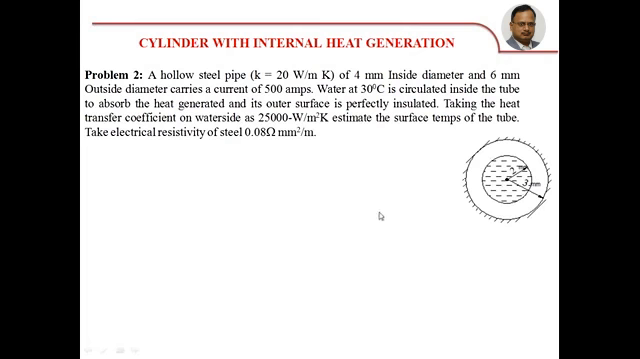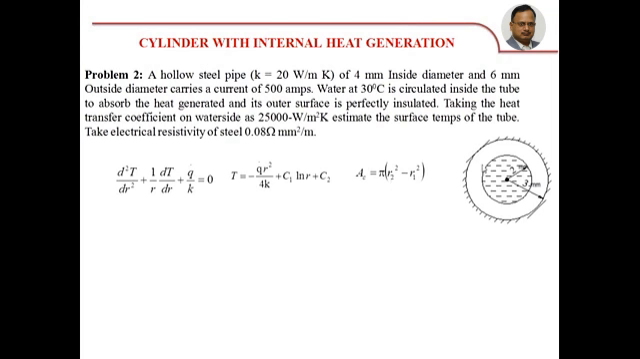The governing equation for this is also d square T by dr square plus 1 by r dT by dr plus q dot by k equal to 0, and hence T equal to minus q dot r square by 4k plus C1 log r plus C2 is the temperature distribution equation. Solution of this in terms of radius.